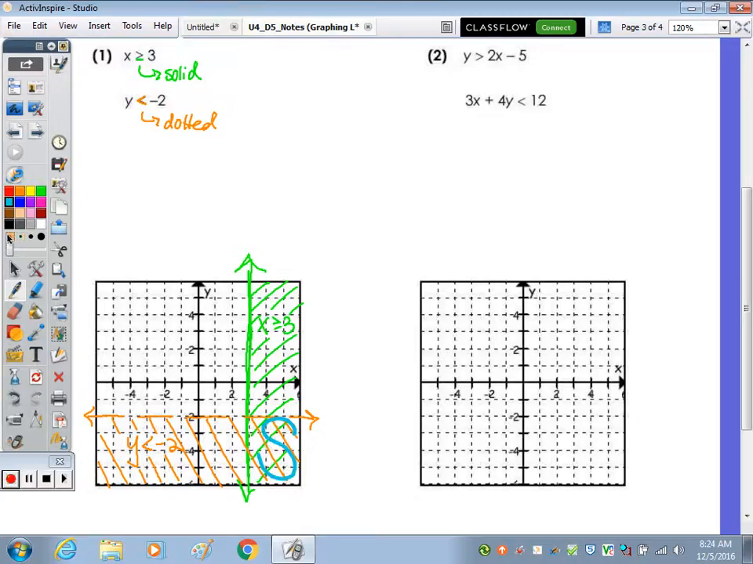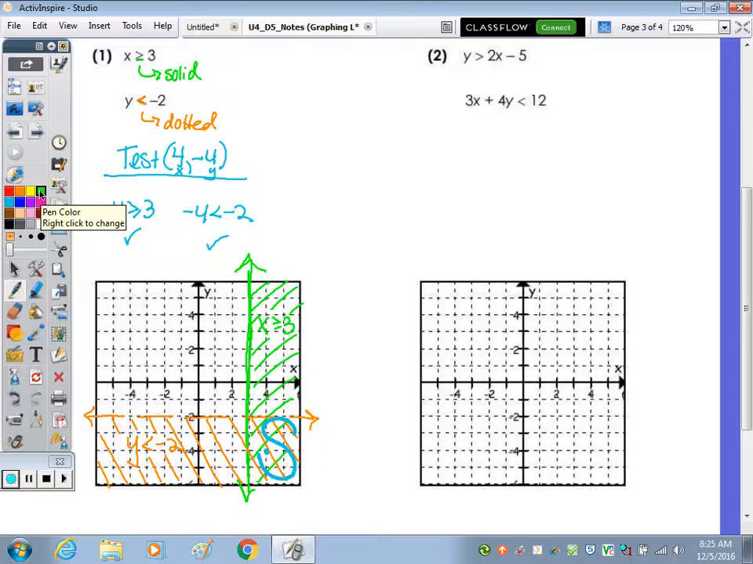Okay, so if I test a point in that solution set, let's test 4, -4, this point right here. Here's your x and here's your y, so is 4 greater than or equal to 3? Check. And then plug in the y value. Is -4 less than -2? It is.